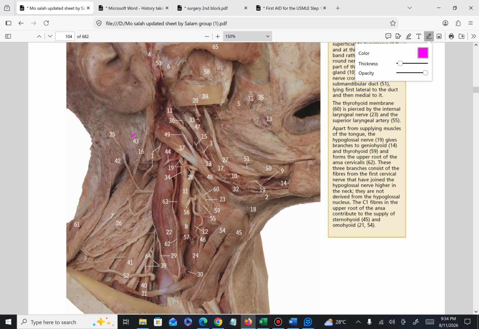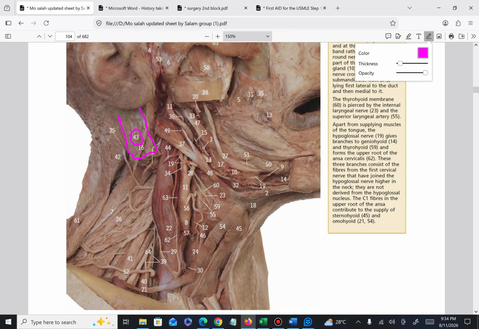On number 43, this is the cut end of the sternocleidomastoid on the upper region. In the lower part, this is the cut end of the sternocleidomastoid inferiorly. So this muscle, sternocleidomastoid, divides the neck into two triangles. Anterior to the sternocleidomastoid is the anterior triangle, and posterior to it is the posterior triangle of the neck.